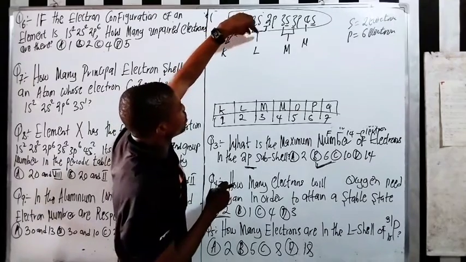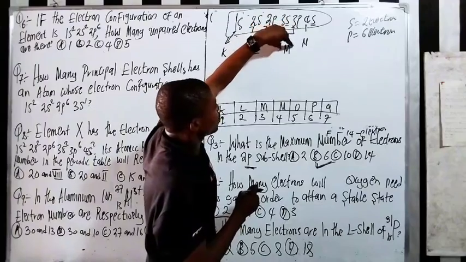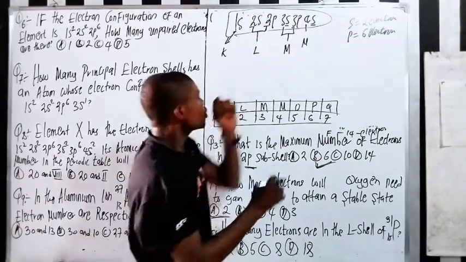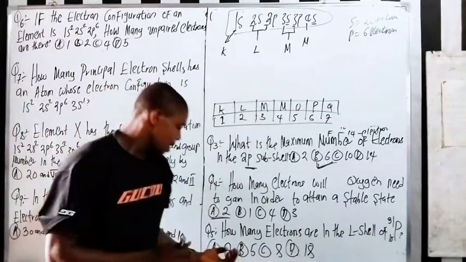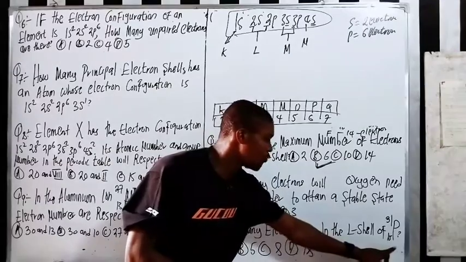2s, 2p, they are in the L shell. 3s, 3p are in the M shell. 4s is the N shell. Do you understand? So you have to master this one here. Now, how many electrons are in the L shell? You have to write the electronic configuration.